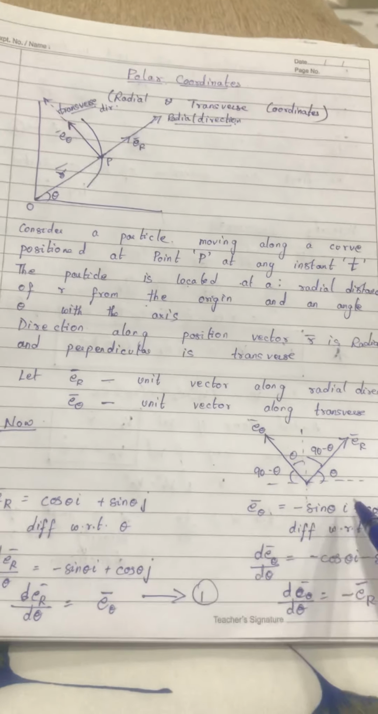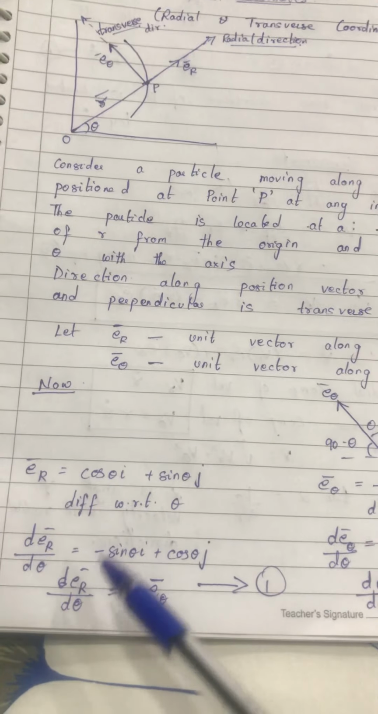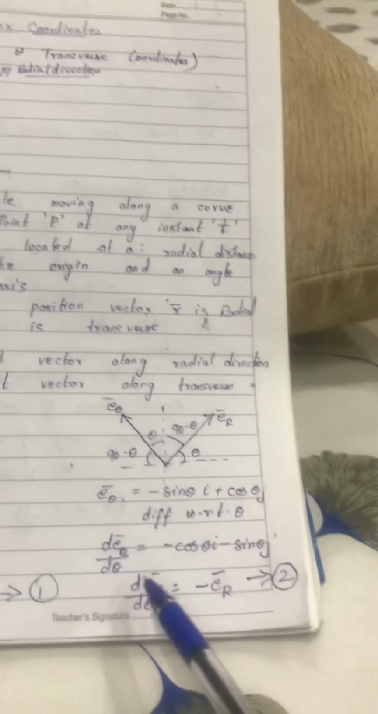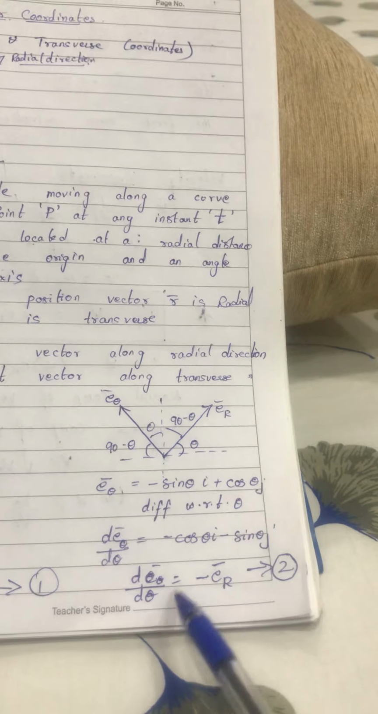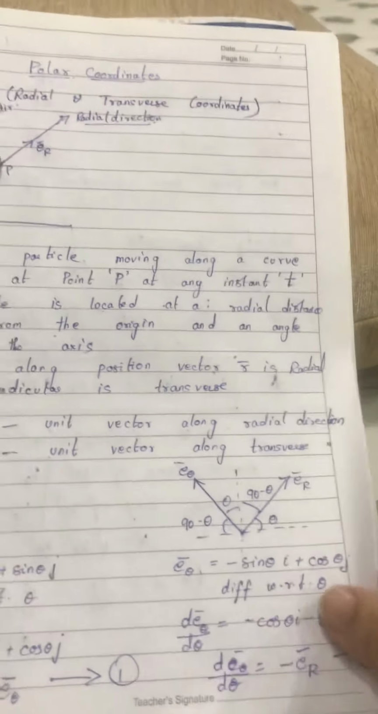Differentiate these both with respect to theta. This is what you get. So d e_r by d theta is nothing but e_theta, equation 1. d e_theta by d theta is nothing but minus e_r. This is equation 2.